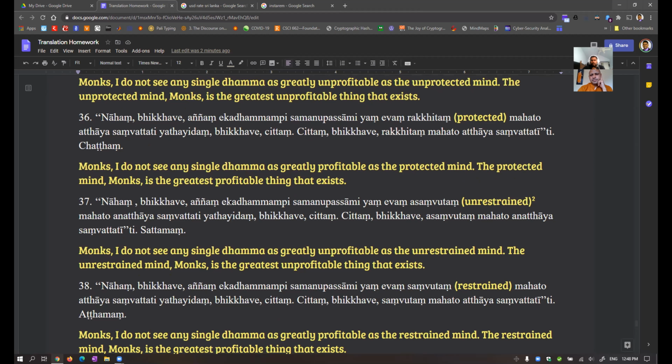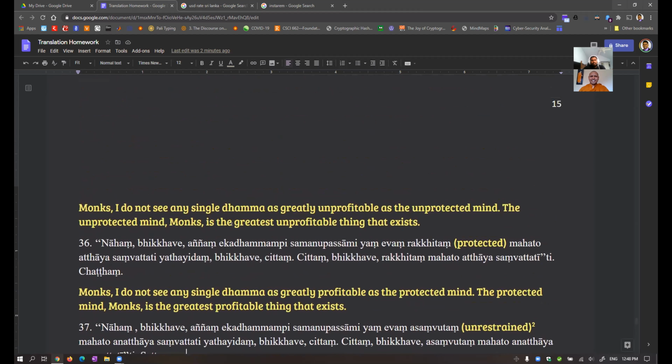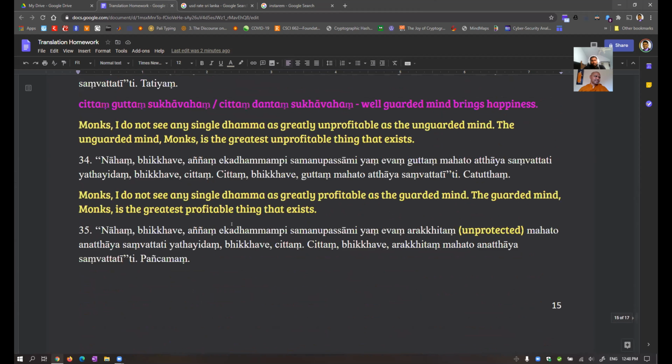Do you have Bhikkhu Bodhi's version of the Anguttara Nikaya as well with you? Yeah. Would you mind sending that as well? Oh no, I don't have the PDF immediately. I have the hard copy.